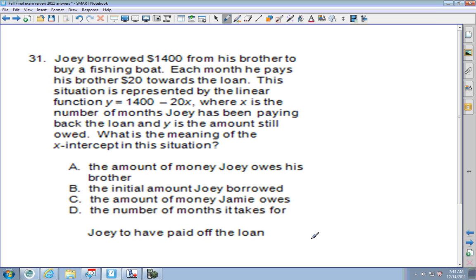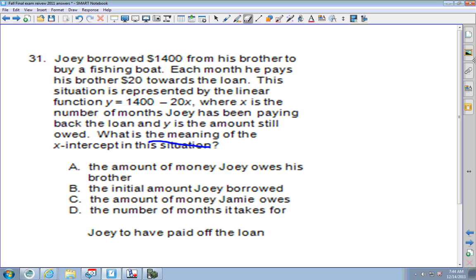The next one. Joey borrowed $1,400 from his brother to buy a fishing boat. Each month he pays his brother $20 towards the loan. This situation is represented by a linear function. It gives you the equation, tells you X is the number of months Joey has been paying on the loan, and Y is still the amount owed. What is the X-intercept in this?